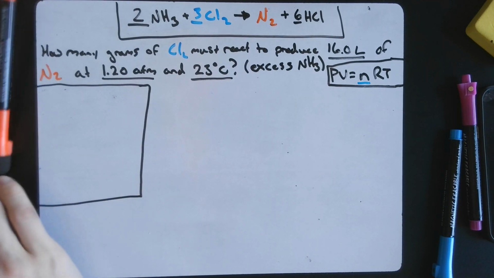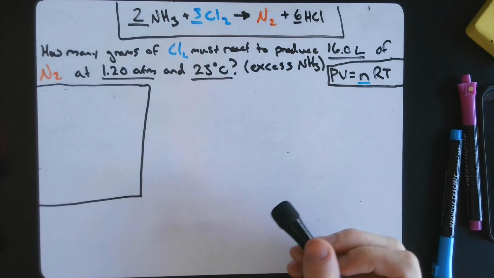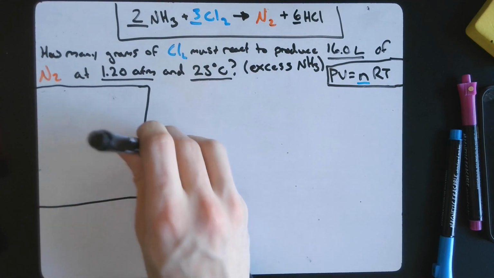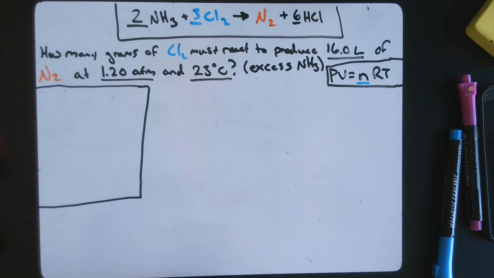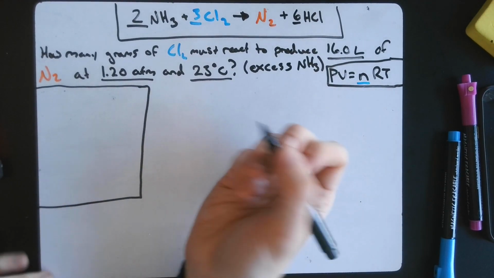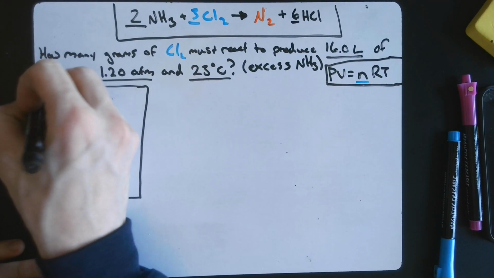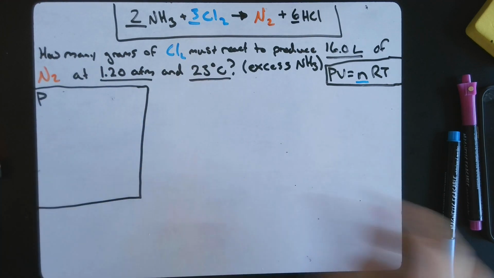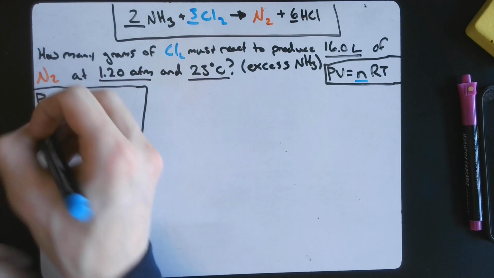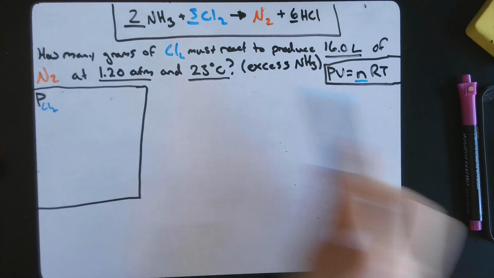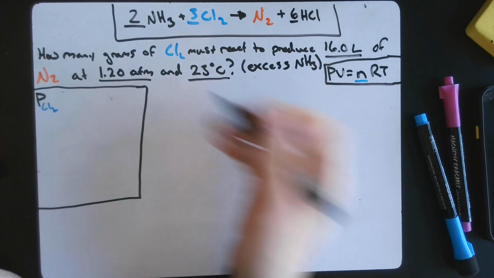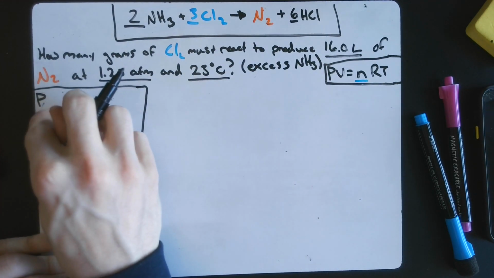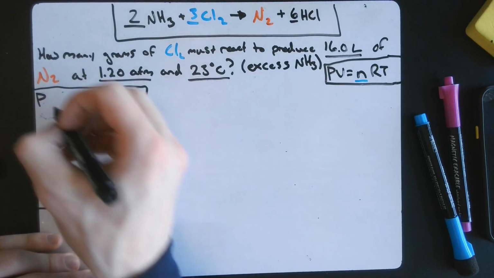Now, like last video, I really recommend making a grocery list. Make your list of what you have and what you need to get. If you did not watch the previous video to this, I encourage you to go watch that if you want to learn a little bit more about list making. But here, really, what I'm going to just do is write down what I know. I know the pressure of chlorine, and you could even say the pressure of nitrogen because pressure is not changing. So maybe it would actually just make more sense to just put this as P, right?